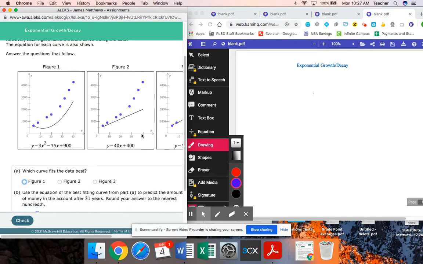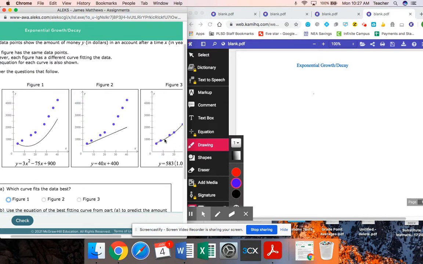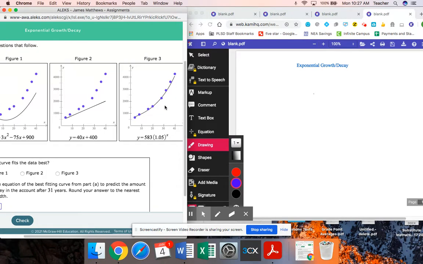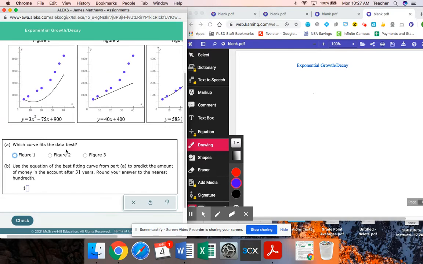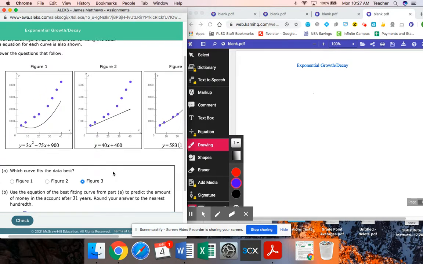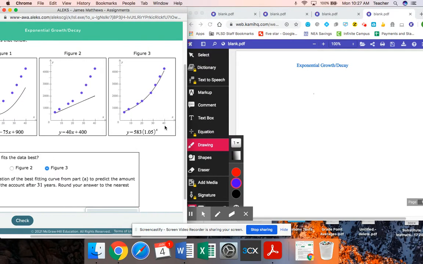Similarly, numbers 2 and 3 give you some information. You have a few graphs here and some data points, asking you to decide which of these figures has the best fit, in this case, figure 3. And then if you wanted to plug this in, after 31 years, you would put in 31 instead of x, and do the math on that.